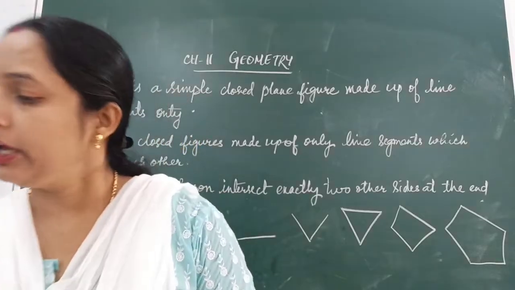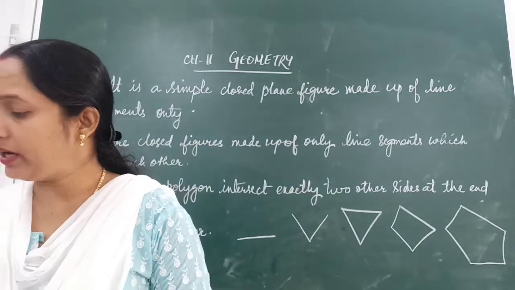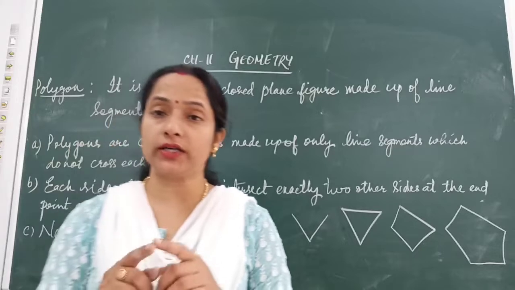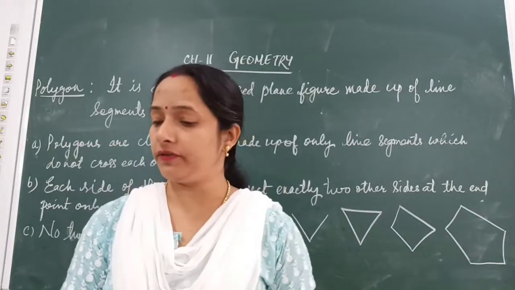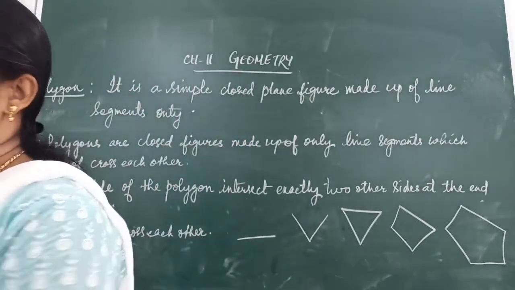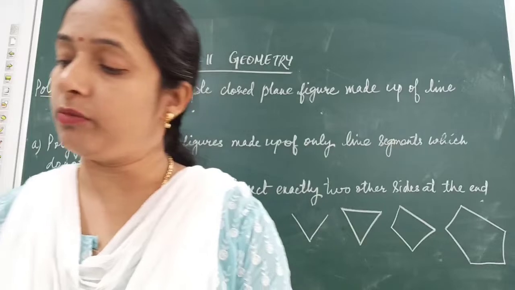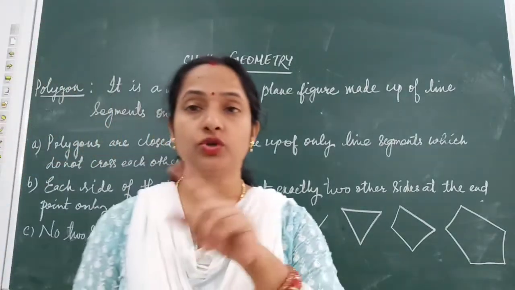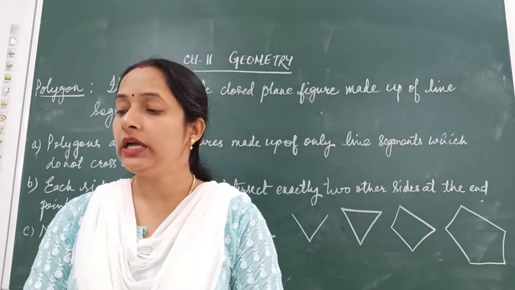In your book, on page number 187, you are given a chart where you are given the figures of the polygons, and you are even given the number of sides and the name of the polygons. So children, you have to draw this chart in your math notebook.